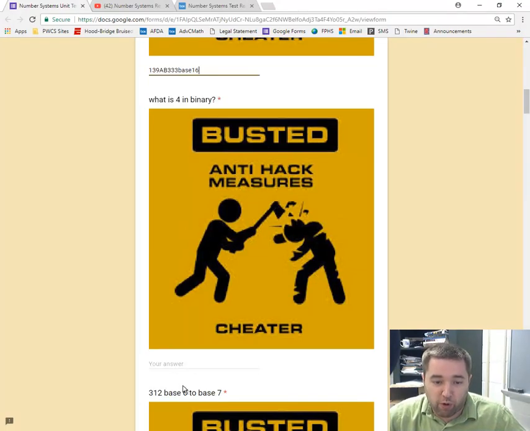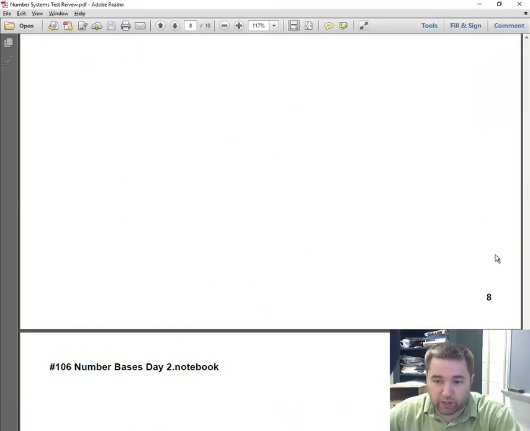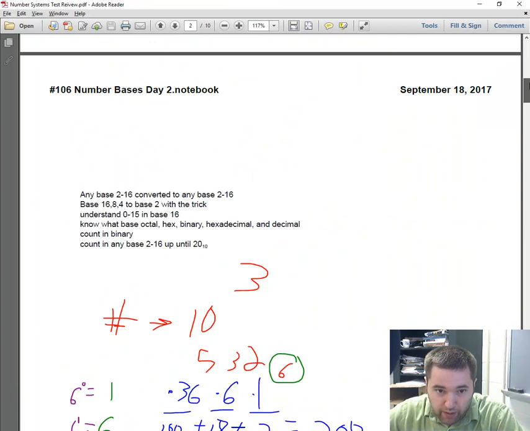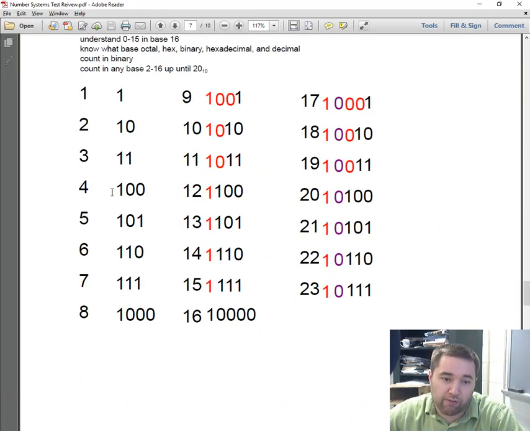Next question, what is 4 in binary? 4 in binary is 100 base 2. If you go to the worksheet, the review, the answer is on page 7, 4, 100. So 2 answers directly on the review.